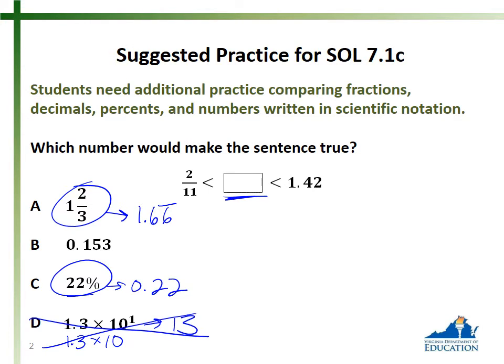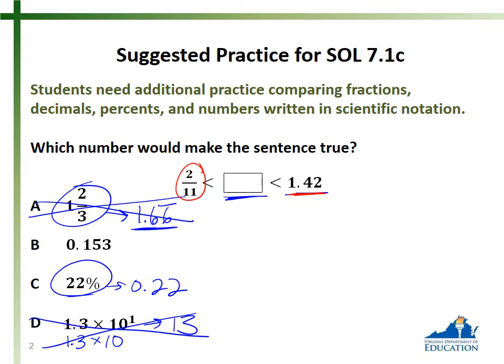And then I have to deal with letter A, B, and C. So letter A, when I compare these two decimals, 1.6 and 1.4, I know that letter A is too big. So I have two options, I have B and I have C. Both of these are smaller than 1.42, which is a good thing. But now we have to figure out what 2/11ths is as a decimal here.